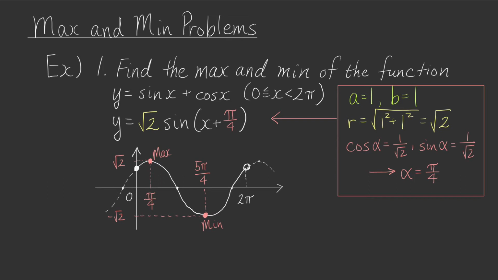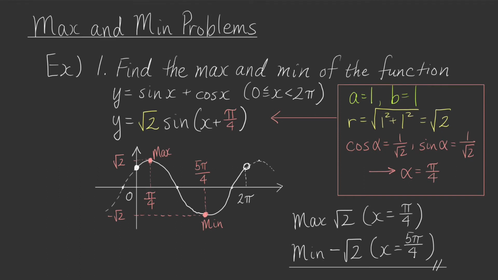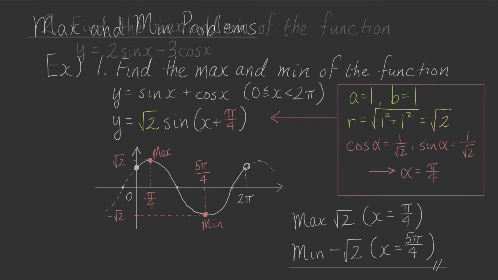If we draw the graph of this function, it becomes obvious. This graph is y equals sine x stretched by a factor of square root of 2 in the y direction and shifted by negative pi over 4 in the x direction. Also, the domain is from 0 to 2 pi. So the maximum is square root of 2, where x equals pi over 4, and the minimum is negative square root of 2, where x equals 5 pi over 4.